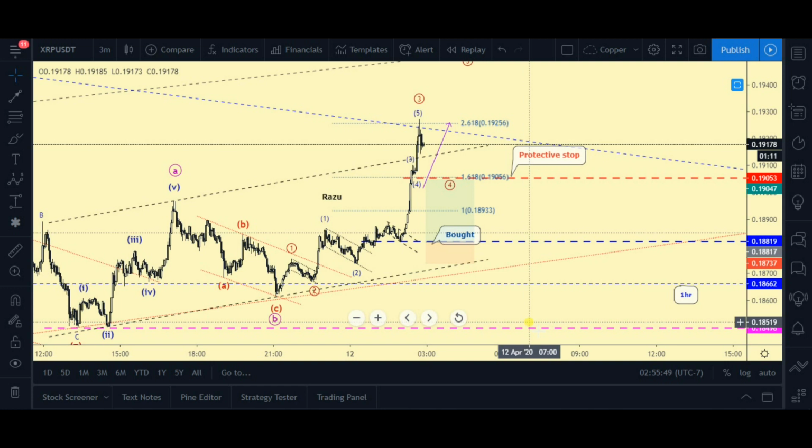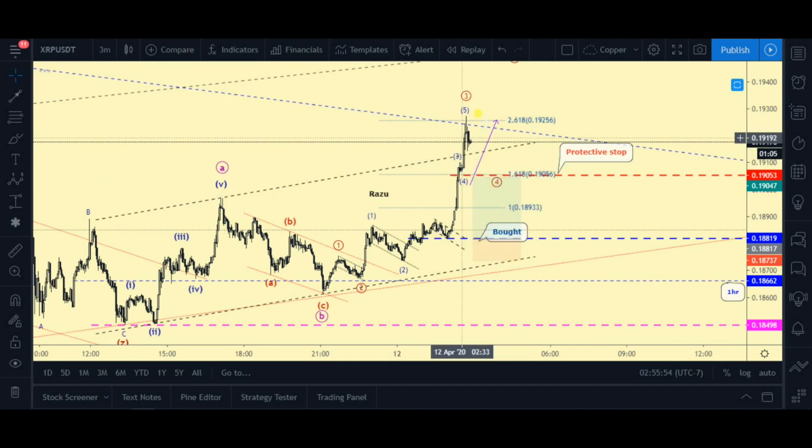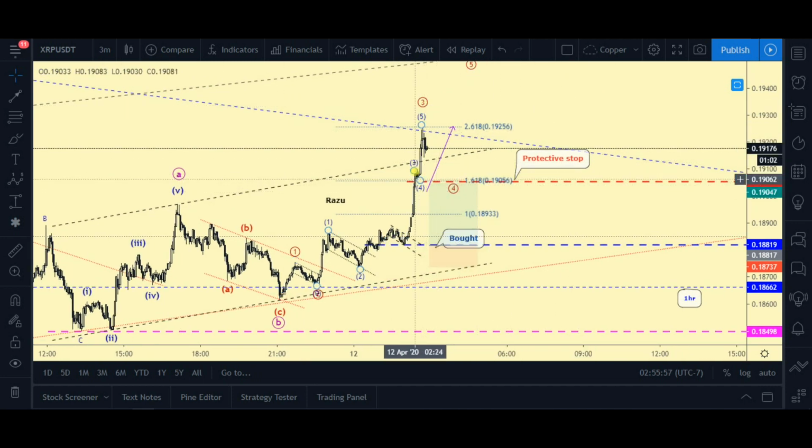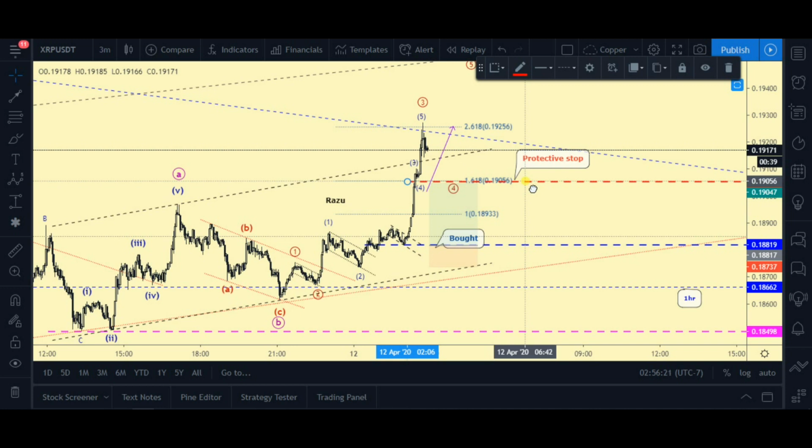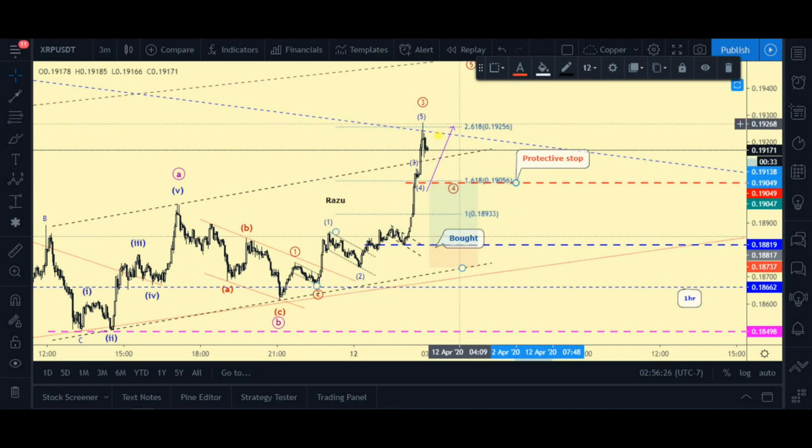Hello and welcome back once again. So now you can see once again that in the last video we were expecting if the wave 3 goes up, if this price goes above 161.8 Fibonacci extension, then it will hit this level here, and that would be 261.8 Fibonacci extension. So I moved my protective stop up to this level here, just a little bit below 161.8%. So if the price goes below this, I book my profit.